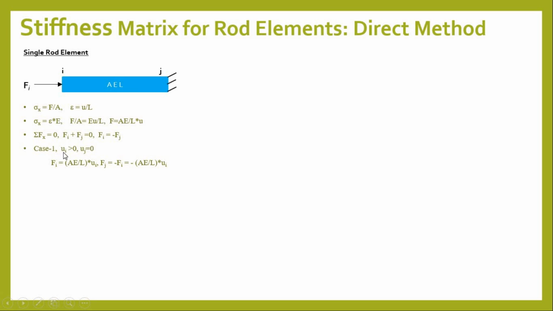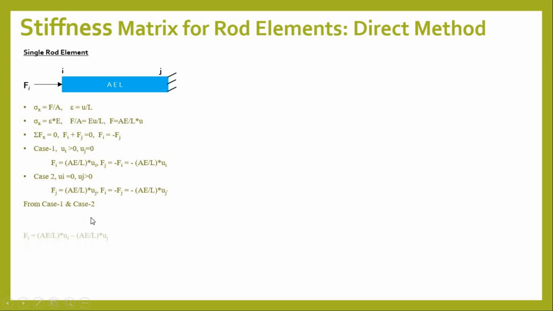Now consider case 1, where Uj is equal to 0 and Ui is greater than 0. This point is greater than 0 and this is 0, the fixed one. So Fi is equal to AE by L into Ui. As we know Fi is equal to minus Fj, we put the value in, and we get Fj is equal to minus AE by L into Ui. Similarly, when we consider the other case, where this end is greater than 0 and the other end is fixed, we get the alternative equation for Fj. So these are the two cases.